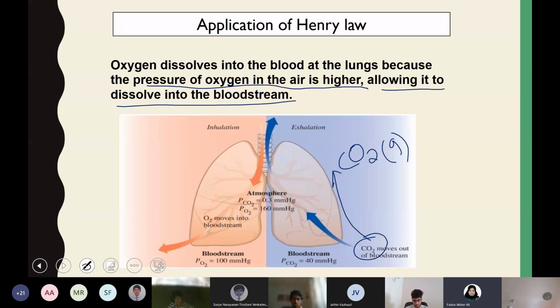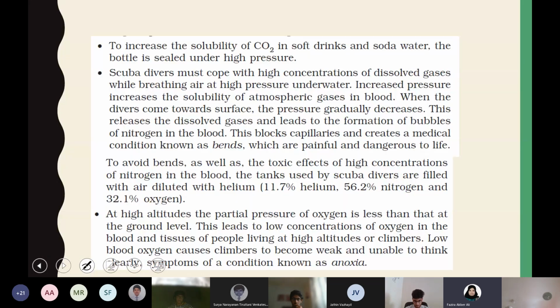The third example of application of Henry's law is for scuba divers. I don't know whether you are aware of this. These scuba divers, when they go for diving, they really go underwater, right? They go to the very lower part of the sea, right? Have you ever tried scuba diving? Anybody? No, ma'am. Okay. So at least you might have seen it in movies or somewhere like that, where people go for scuba diving.